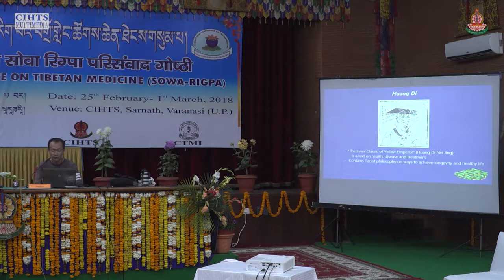With regard to Huang Di, he's associated with one of the most important ancient Chinese medicine texts, the Inner Classic of the Yellow Emperor, Huang Di Nei Jing. This text is a fundamental doctrinal source for Chinese medicine. In fact, this text is still applicable in our modern society because it is one of the texts that we are studying in our TCM.